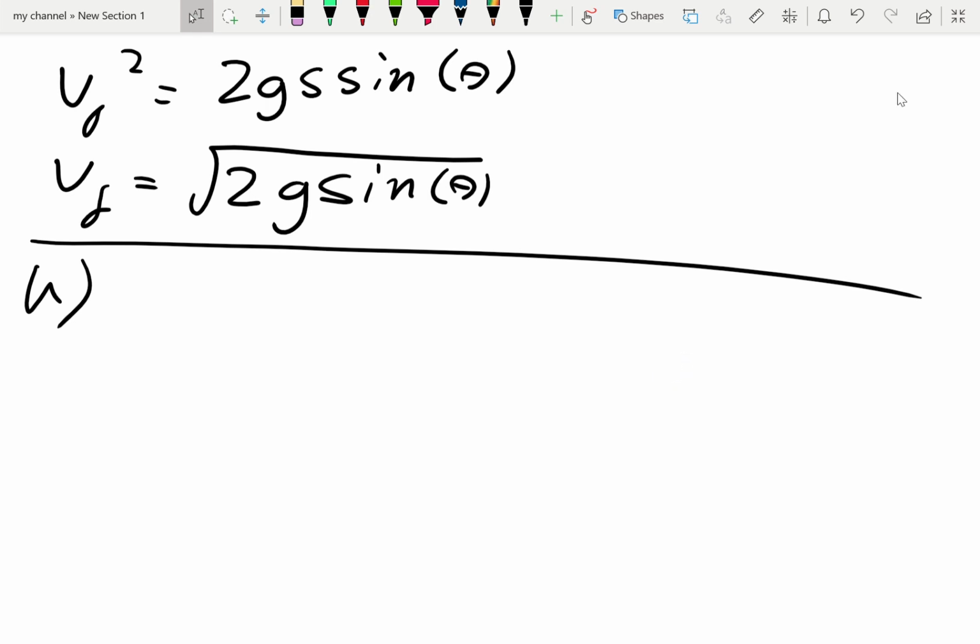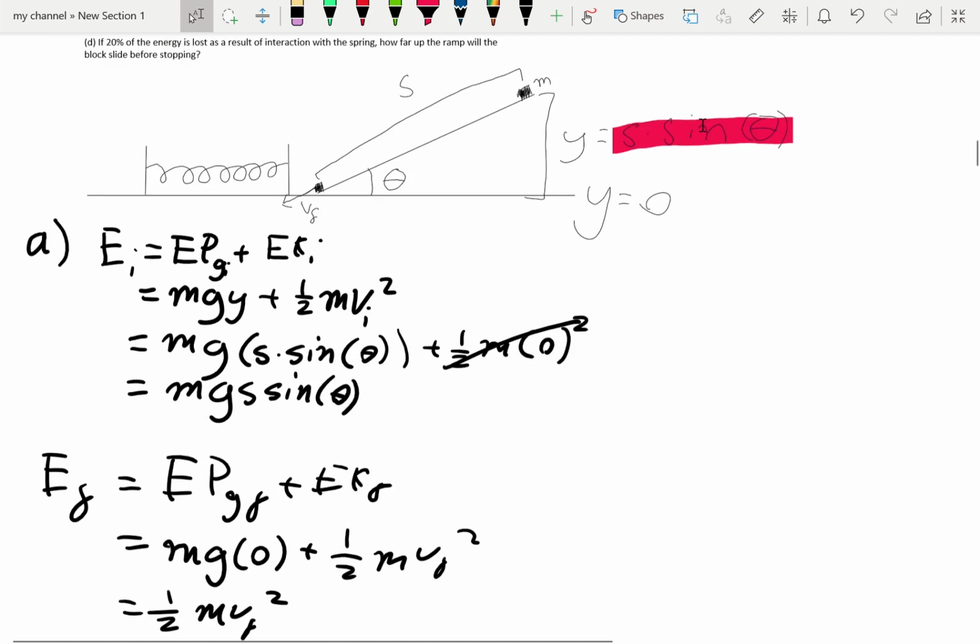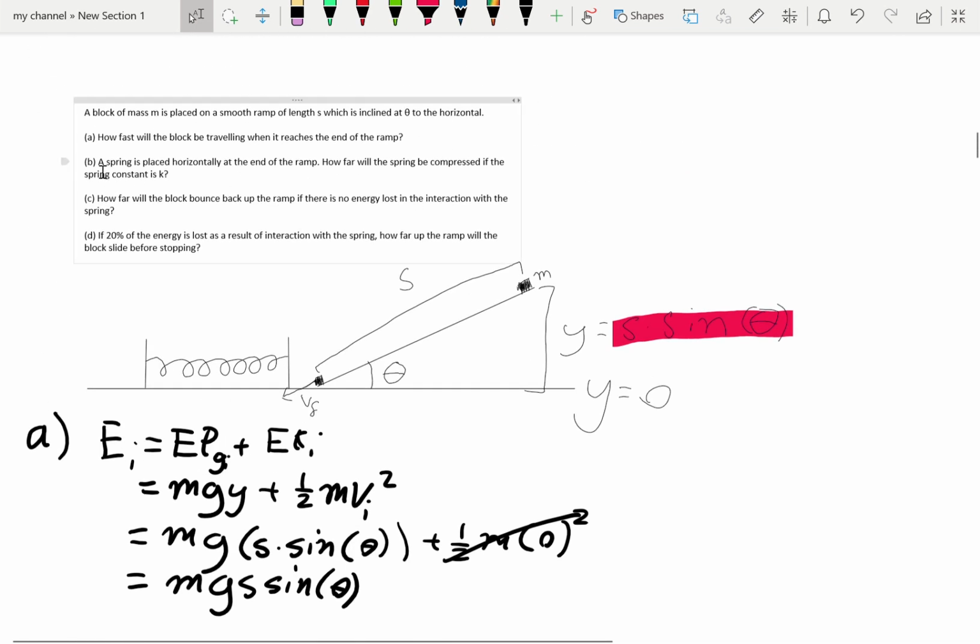Hello, and welcome to question 2, part B. Reminder, question 2, part B is: a spring is placed horizontally at the end of a ramp. How far will the spring be compressed if the spring constant is k?